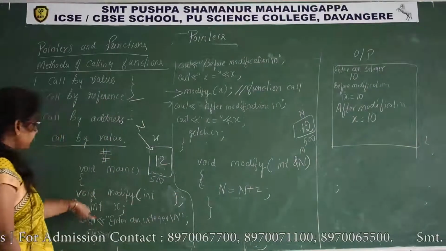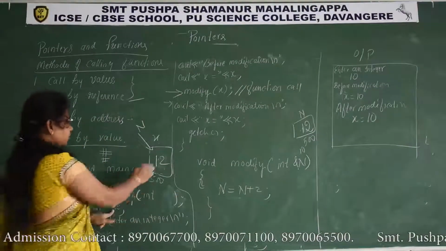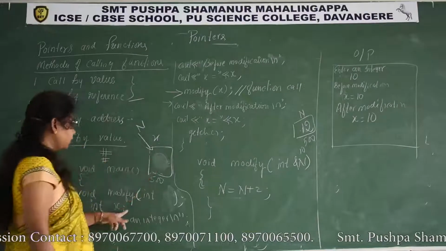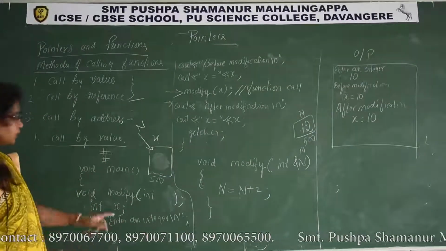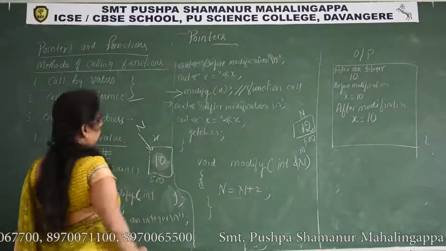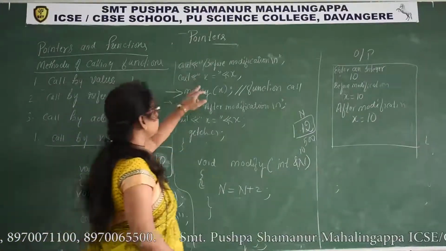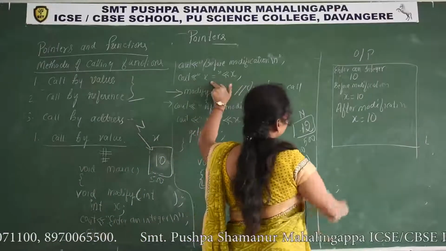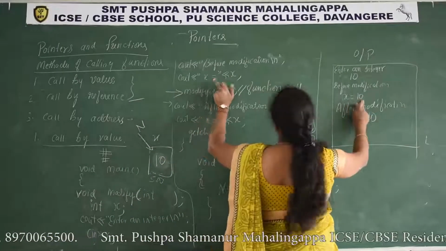Let us start from here. Int X, so there is a memory for X, 2-byte memory. Its address is 500, is the assumption. Enter an integer. I'll take a 10 here. After that, before modification, X is equal to X will be displayed.